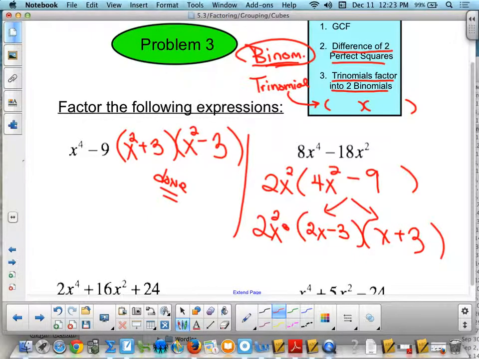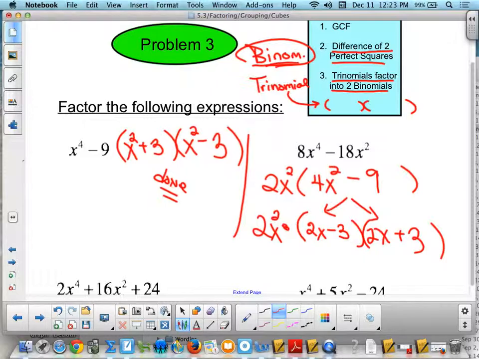Wait, we didn't do 2x? Is that right, guys? Oh, wait, no. If that's a perfect square, the square root of that goes here, here. So it's got to be 2x times 2x, right? 2 times 2 is 4. x times x is x squared. Okay. So that and that are the difference of two perfect squares.